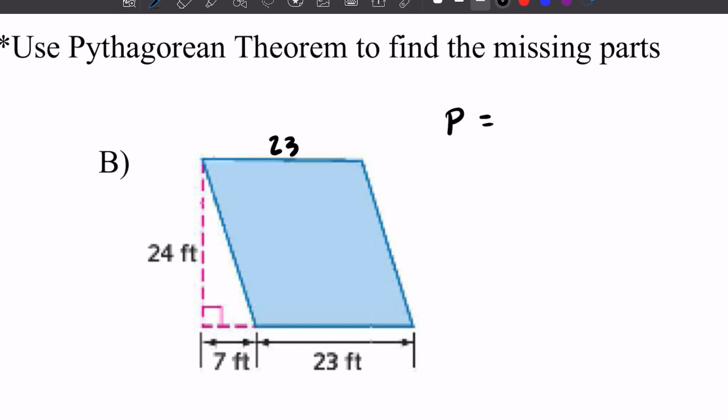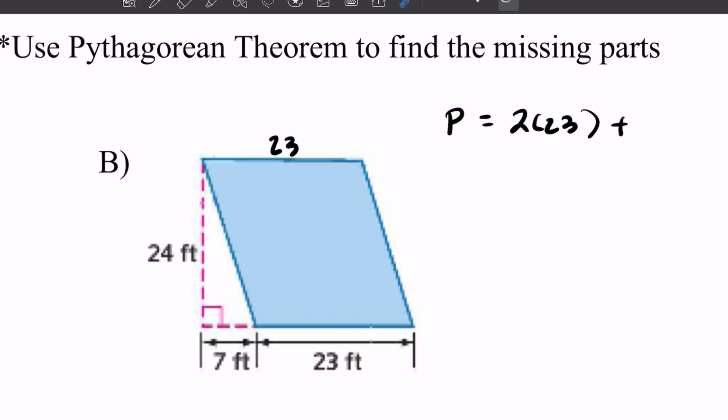Okay? So I have 2 times 23 plus something else. I don't know what this side here is. Okay? So you can't just write 2 times 23 plus 2 times 24. No. I need to figure out what this side length here is, and once I figure this out, I can figure out this thing here. Okay? So how would I figure out this missing side here?